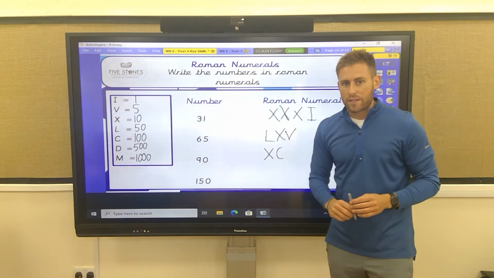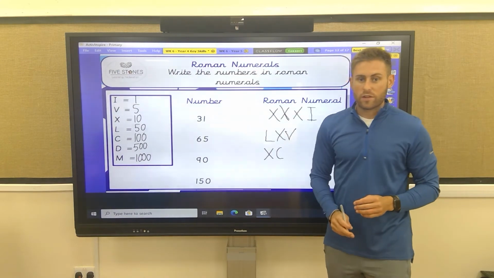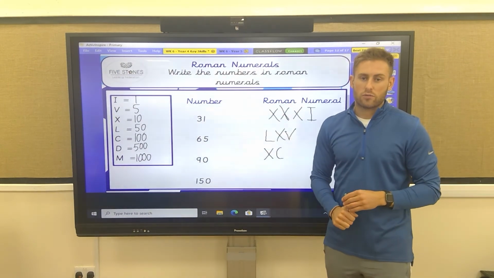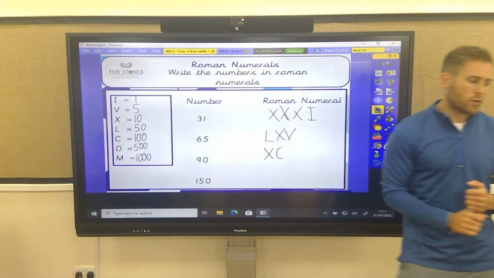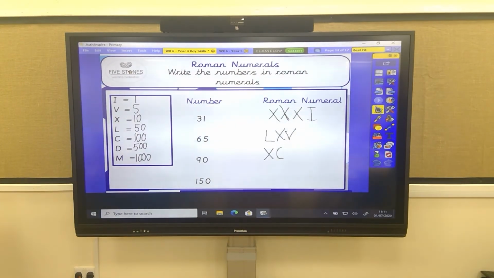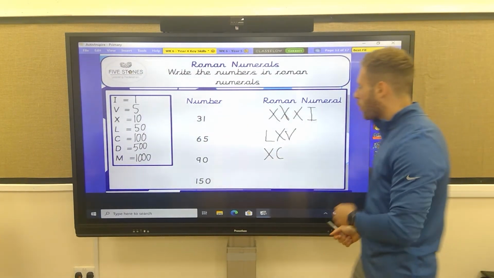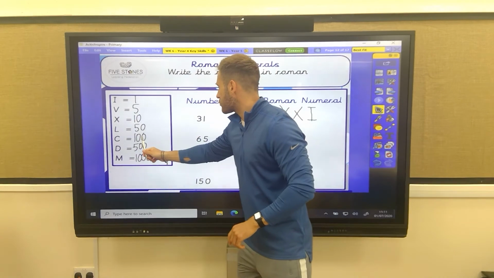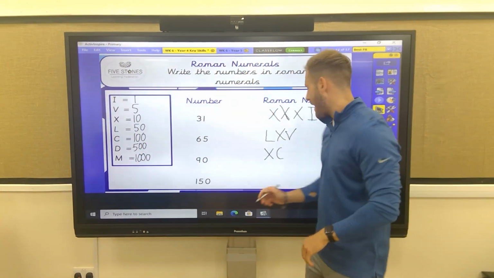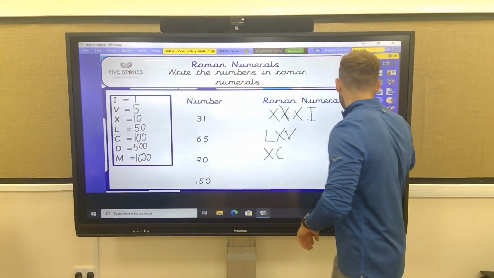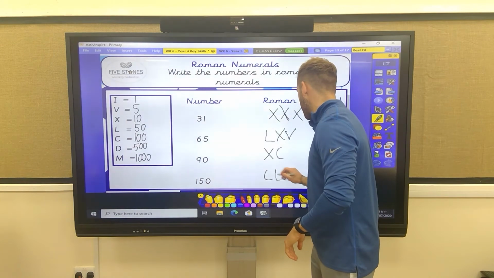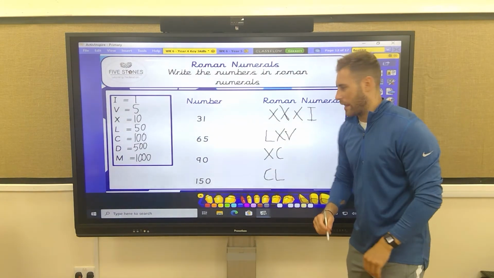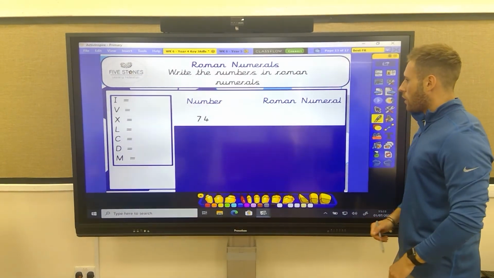Your final example for this slide is 150. Please can you represent that using Roman numerals? Pause the screen, off you go. Quite a simple one when you look at your key. Got 100 being C and 50 being L. So actually it's just a C and an L together. So not quite a complex one there. Off you go again.